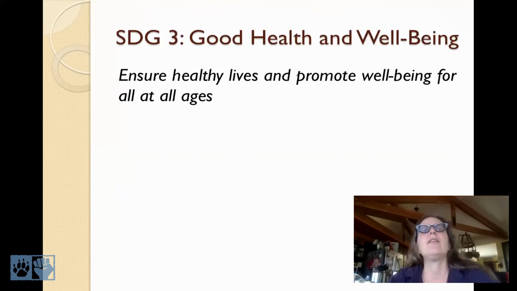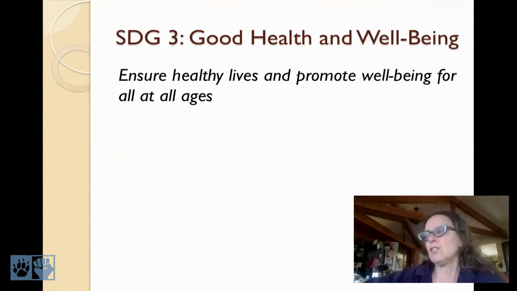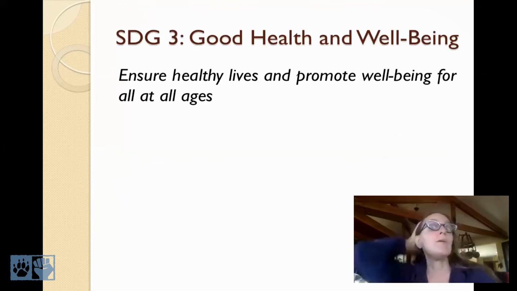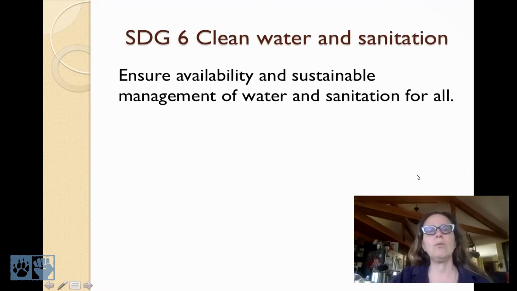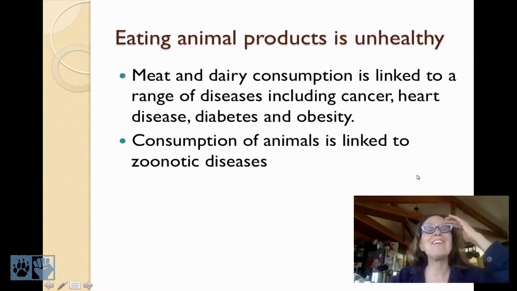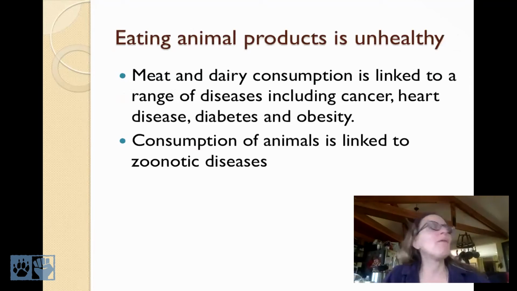So let's look at another one, SDG 3. I'll just go over this very quickly because I'm sure that you are all very aware of this one, which is good health and well-being. The goal is to ensure healthy lives and promote well-being for all at all ages. That's how they've articulated it. And so very quickly, of course, eating animal products is simply unhealthy and is linked to a range of diseases. And I am not an expert in this area.